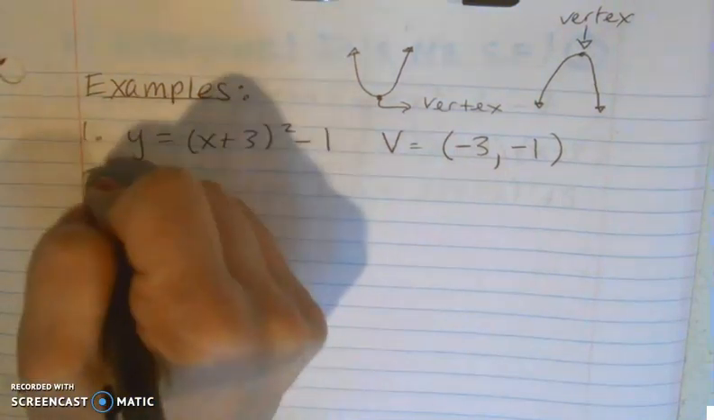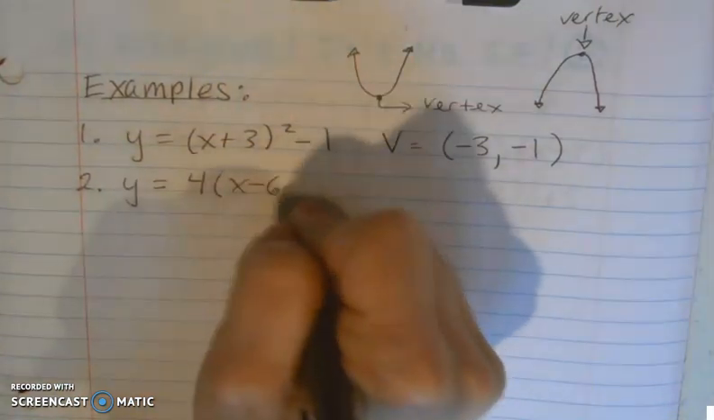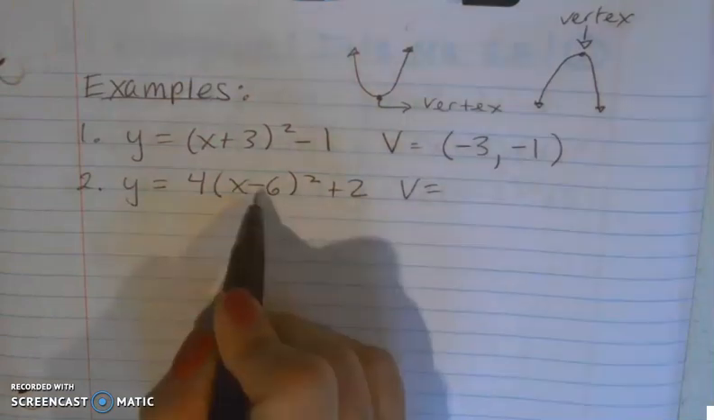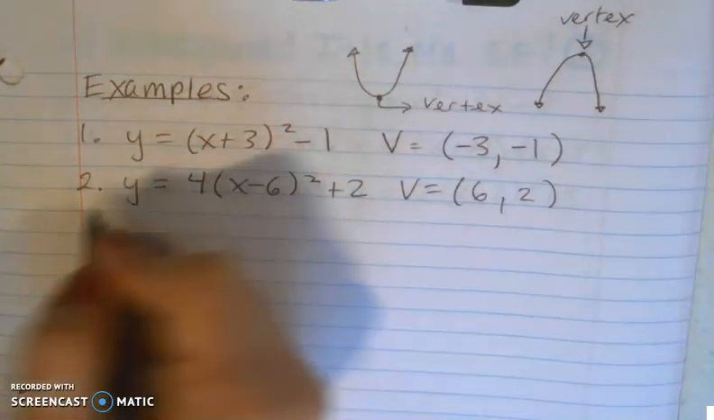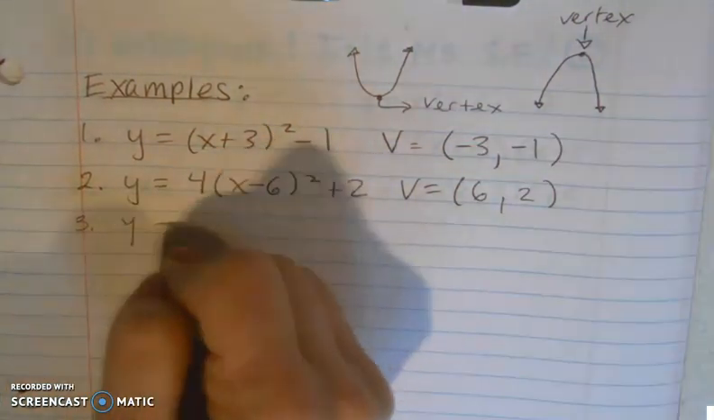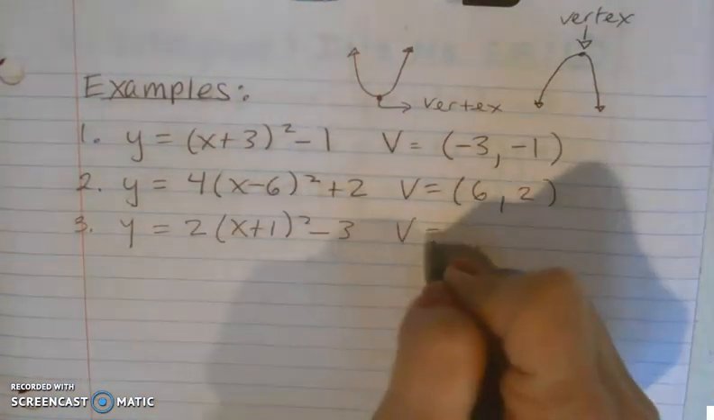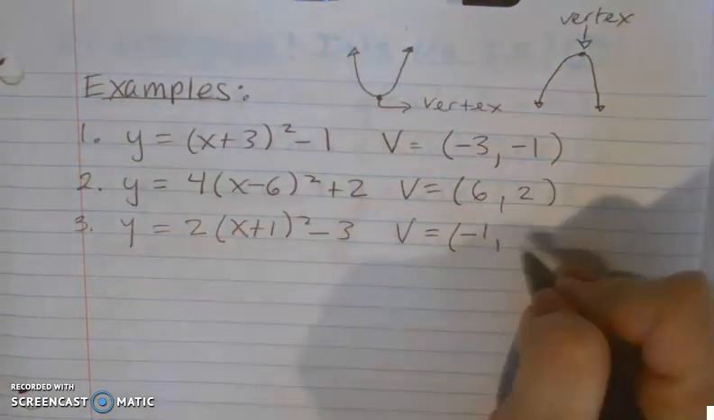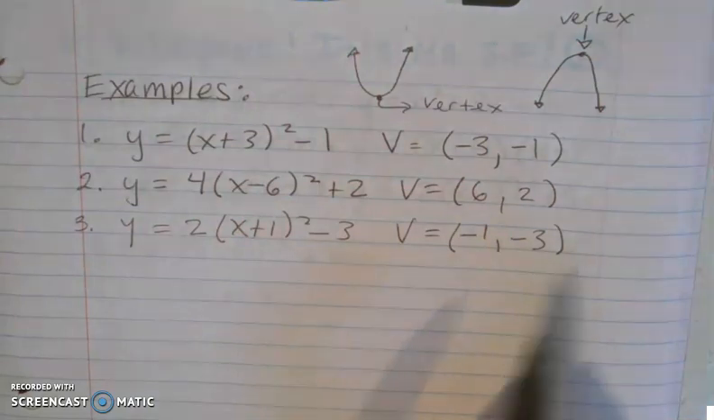Okay, all right, example number 2. Our vertex is simply going to be opposite sign, same sign. 6, 2. Let's try one more together. The vertex, opposite sign, same sign. The vertex of this parabola is -1, -3. All right, now it's your turn.